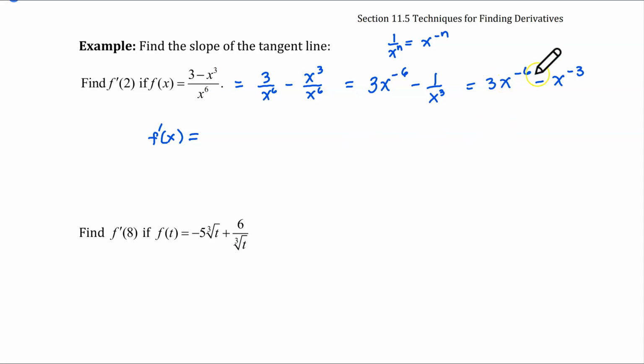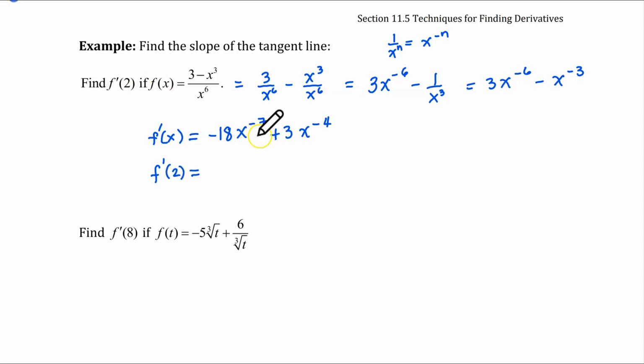So the derivative of this is just 3 times negative 6, that is negative 18, times x to the negative 6 minus 1, which is negative 7. And then here we have negative 1 times negative 3, so that's positive 3, times x to the negative 3 minus 1, which is negative 4. The next step is to evaluate this function at x equals 2. So let's evaluate the derivative at x equals 2.